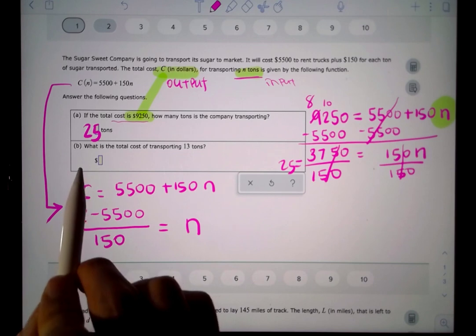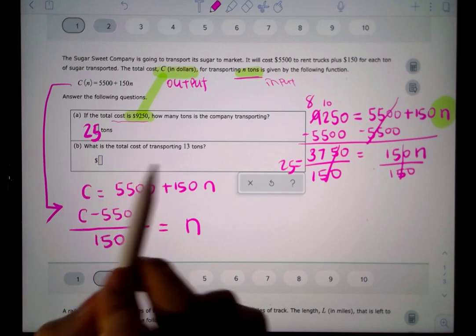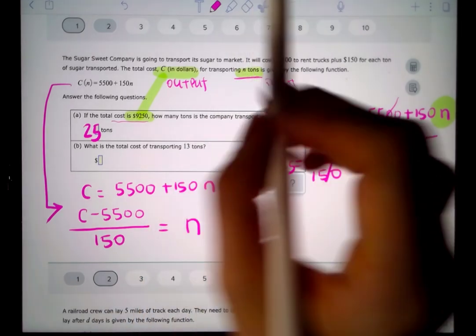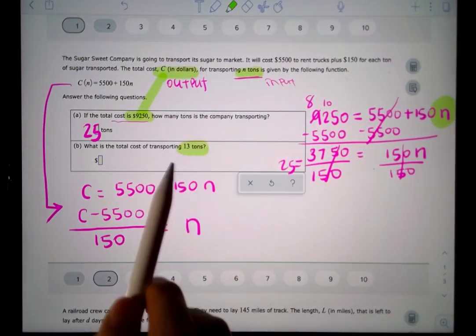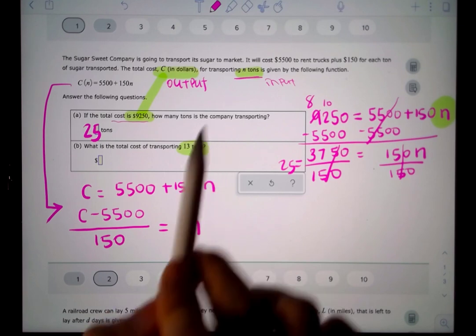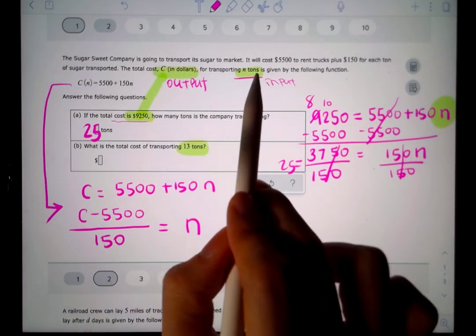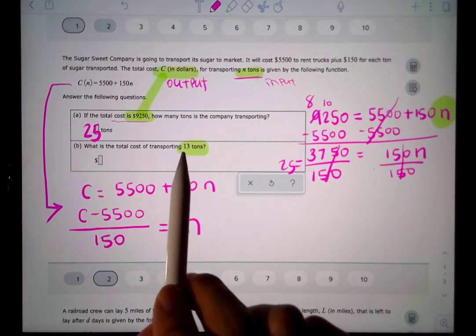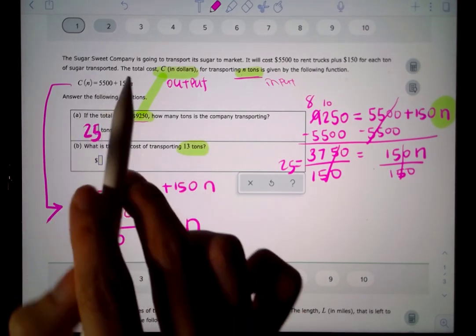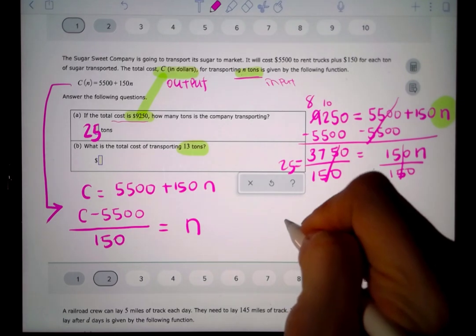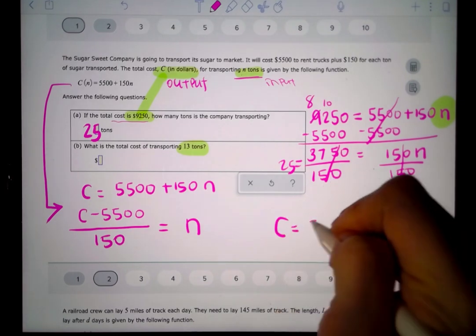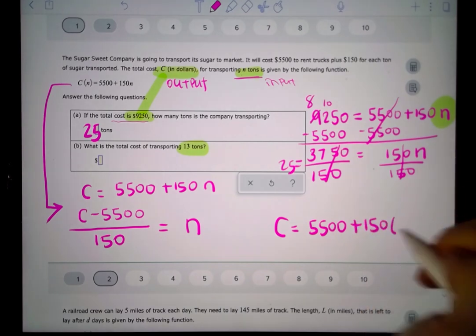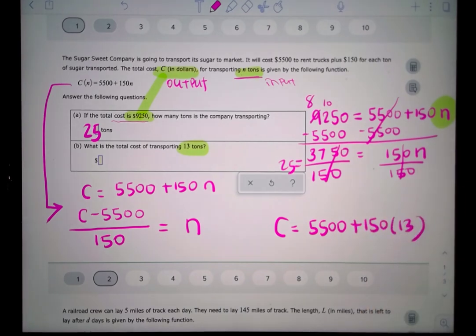Then look at B. What is the total cost of transporting 13 tons? So 13 tons, which one has tons? n tons, right? So instead of n, you plug in 13. So you get C equals 5,500 plus 150 times 13.